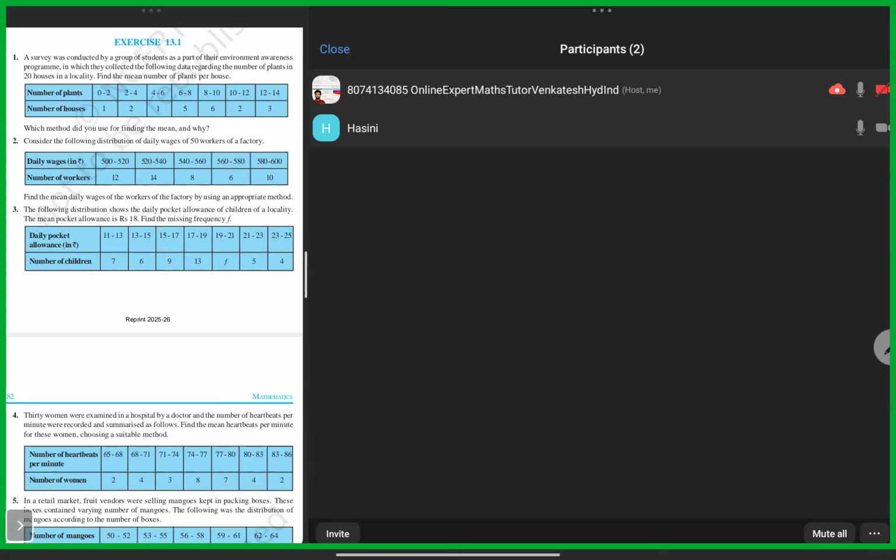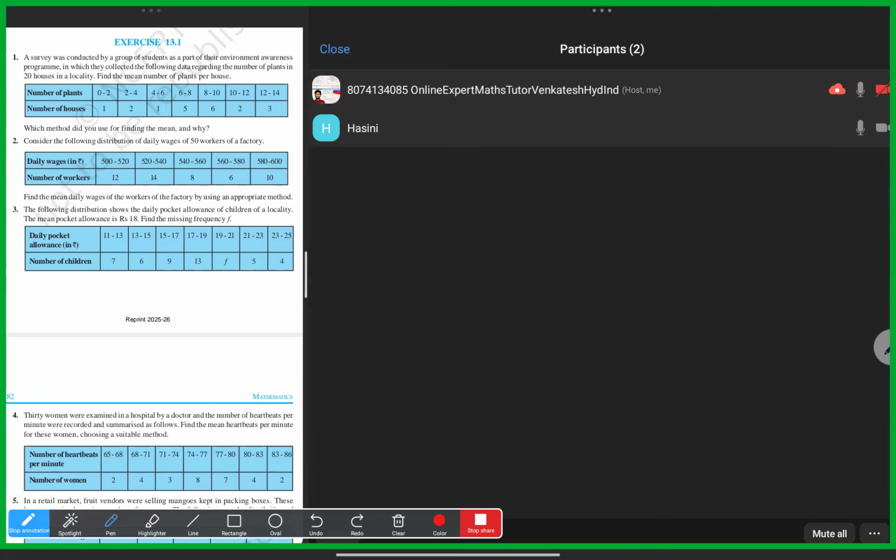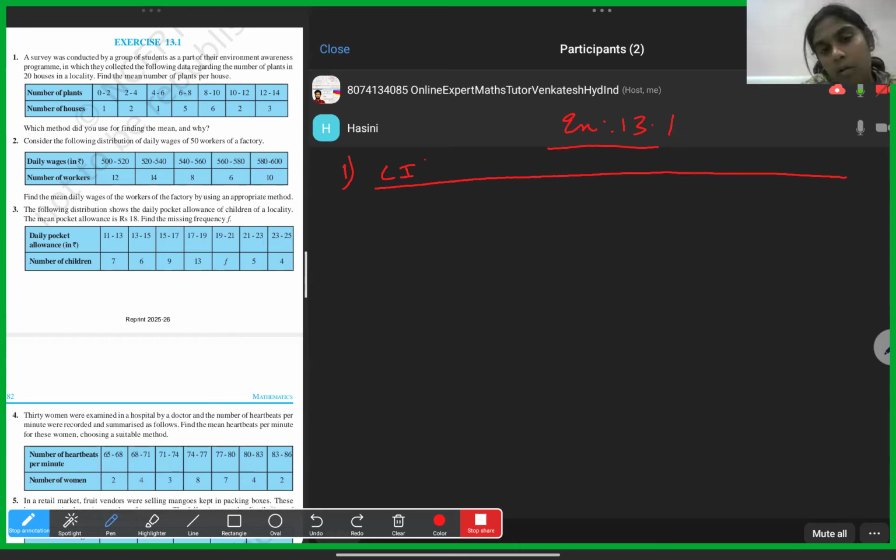First thing, we need to draw the tabular column. Whatever data is given here, we need to put it in vertical columns like this. Exercise 13.1, question number 1. First, the class intervals, the number of plants. CI means class intervals. So how many are there? 0 to 1.